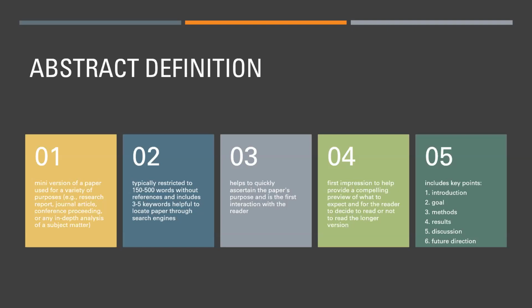Point two, it is typically restricted to 150 to 500 words. In our case, it is 500. The abstract does not include the references. It includes 3 to 5 keywords, which are actually helping researchers to locate your paper through search engines.